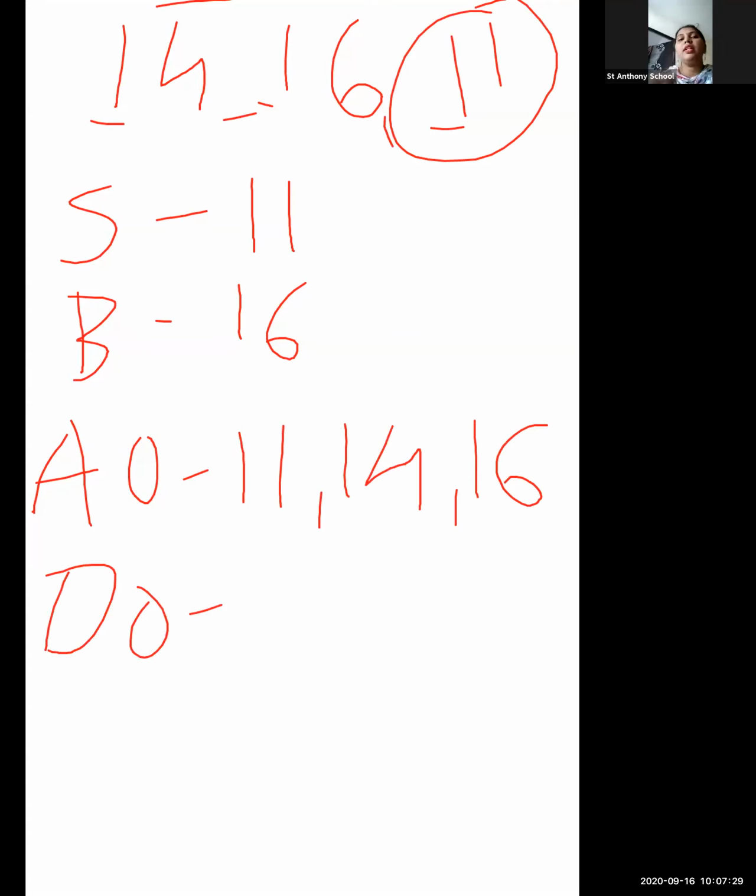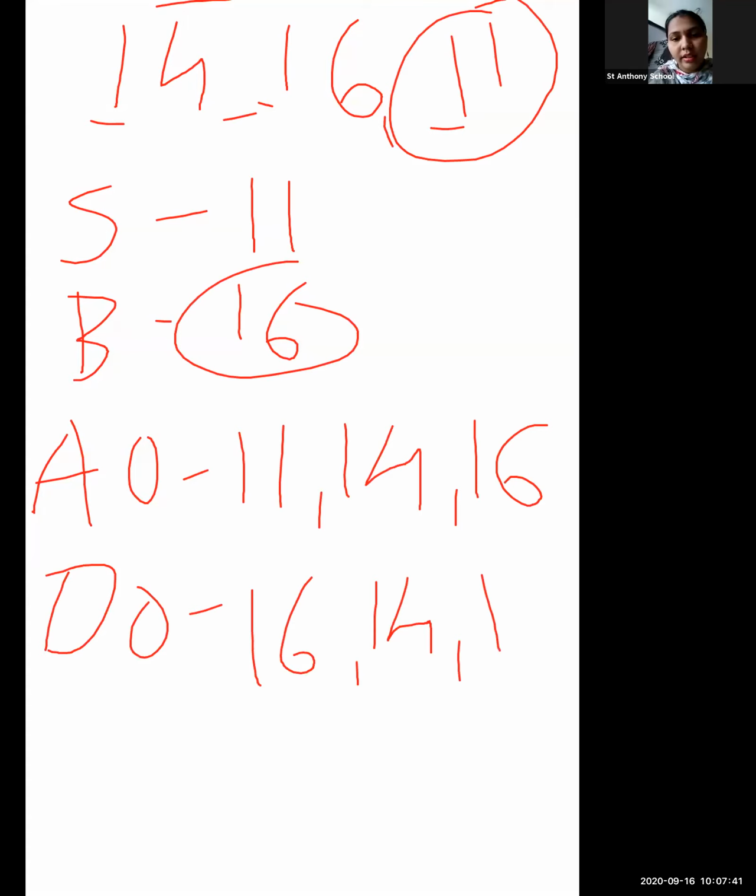Same, for a descending order, when we write numbers in descending order, we start from the bigger number. So here 16 is the bigger number, then 14 and then 11. I hope you are clear on how to write ascending order and descending order. One more example.